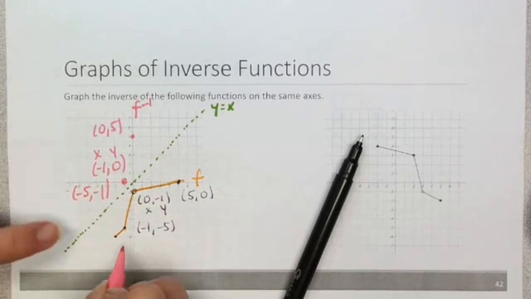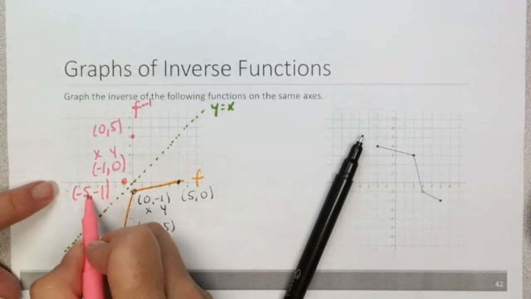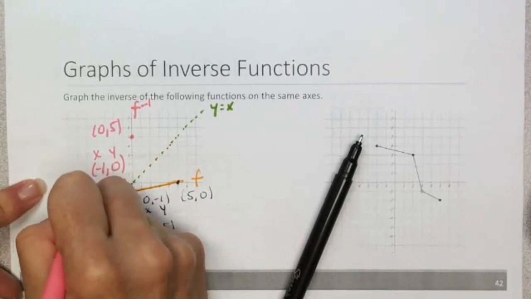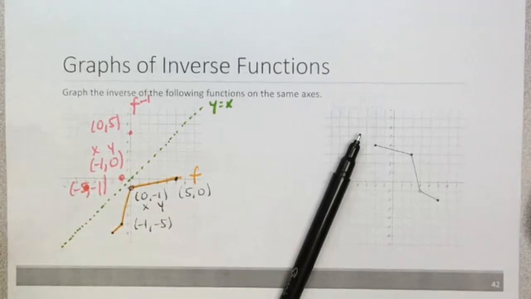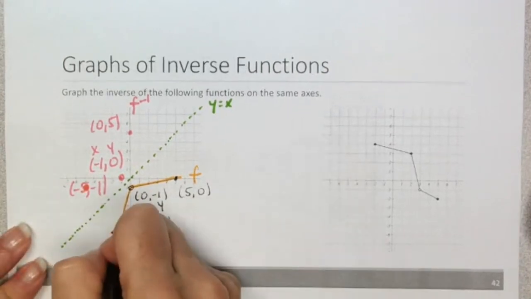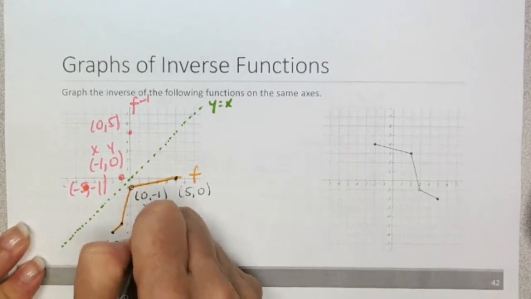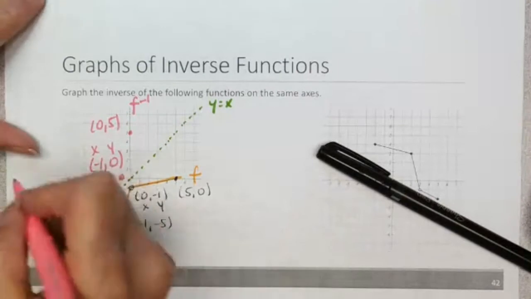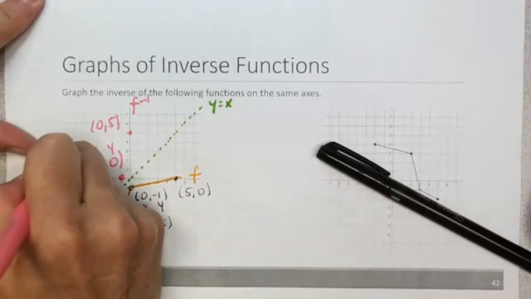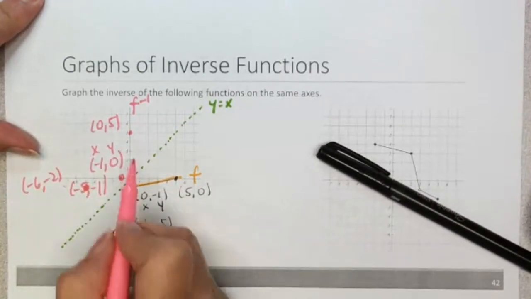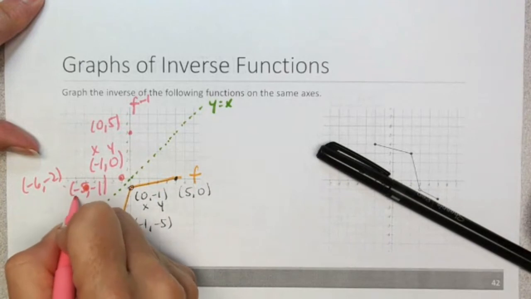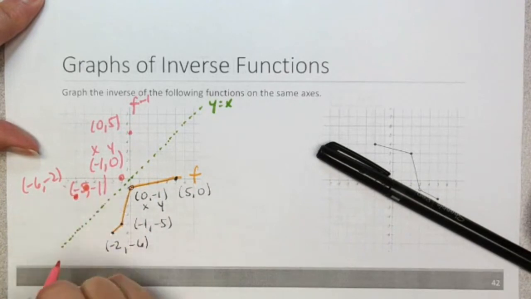I probably didn't put that label real well, but that's okay. So -5, -1, it's right in the middle where I put that label, right there. And then this last point down here has the coordinates -2, -6. So that means -6, -2 is going to be over here on the inverse. That's that point right there.